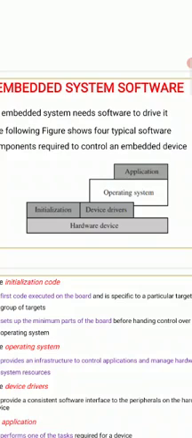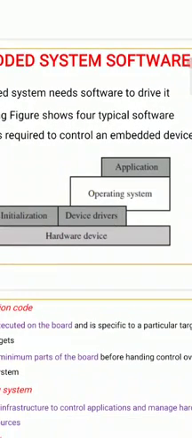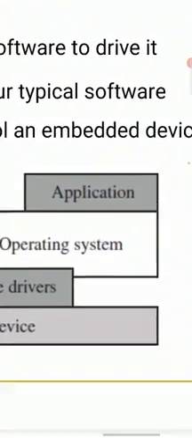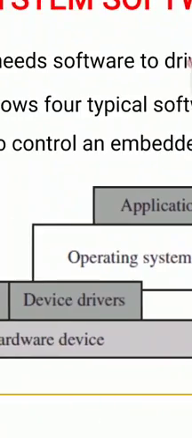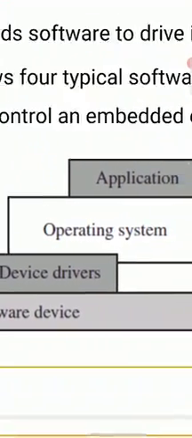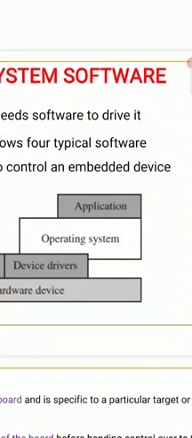These things. First one is applications. This application is one of the tasks required for the device. What do embedded systems do? An embedded system is designed for special or specific tasks, for a particular application purpose. For example, a mobile phone might have a diary application. Next is the operating system, which provides the infrastructure to control applications and manage hardware system resources.